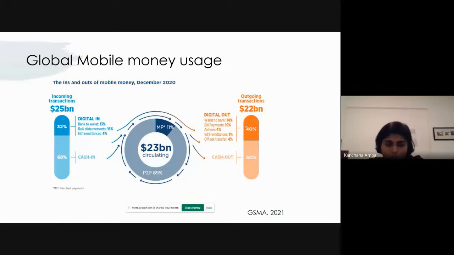So if you look at the global mobile money usage, we can see that the composition is changing, right? So money is loaded either from the bank. In Sri Lanka also, you can now load from your bank to the wallet. And then bulk disbursements are things like social payments, and then you have remittances. That's the way the mobile wallets get topped up. Now in Sri Lanka also, we can receive remittances to the mobile wallets. So if someone is abroad, they can remit money to the mobile wallet of their family, right?